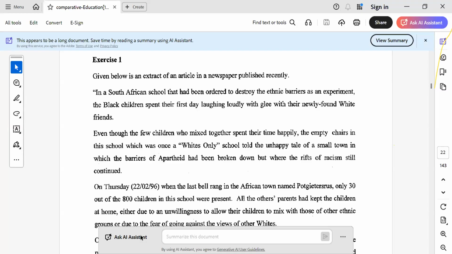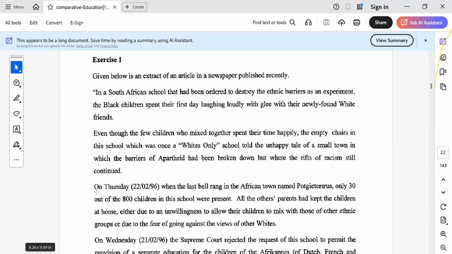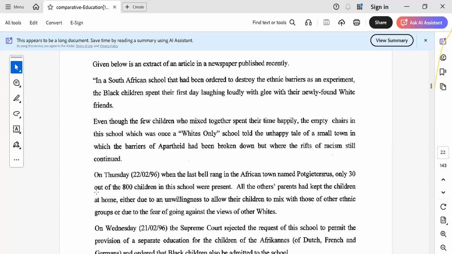They like it, right? But you see only blacks are there. There are no whites, empty chairs, right? So on Thursday, 22 February 1996, when the last bell rang in the African town named Potgietersrus, only 30 out of 800 children in this school were present. So see the racism, right? The whites didn't come to the school. Only 30 students were there.